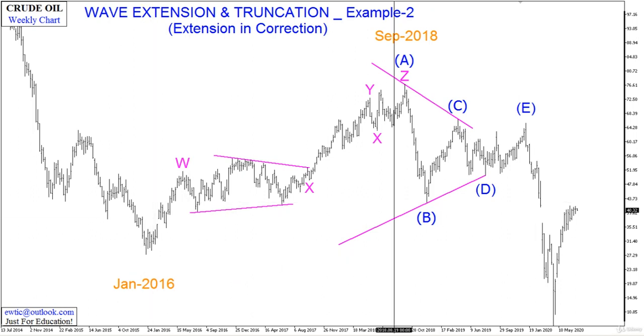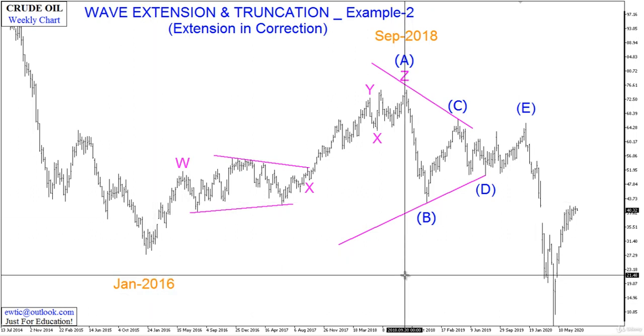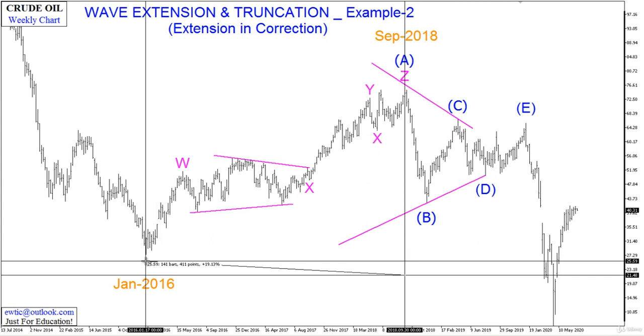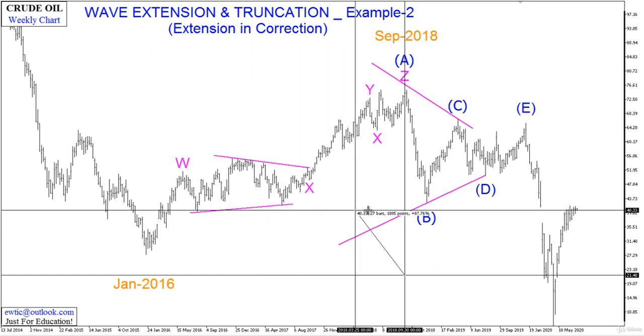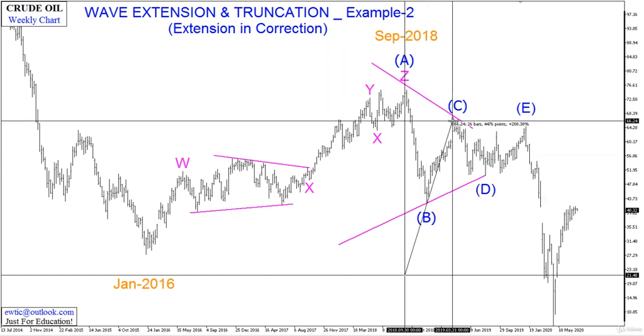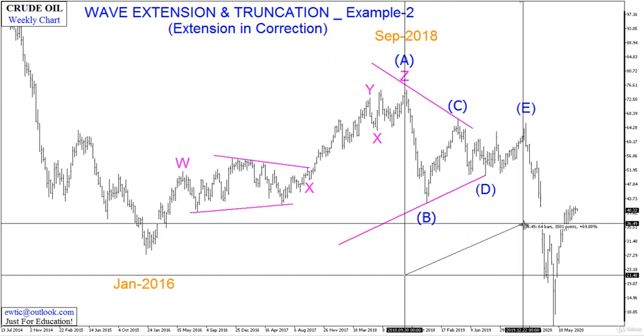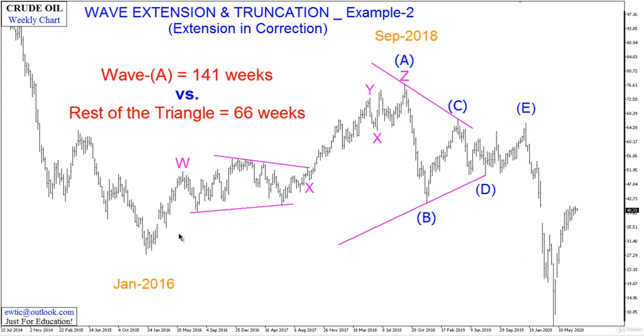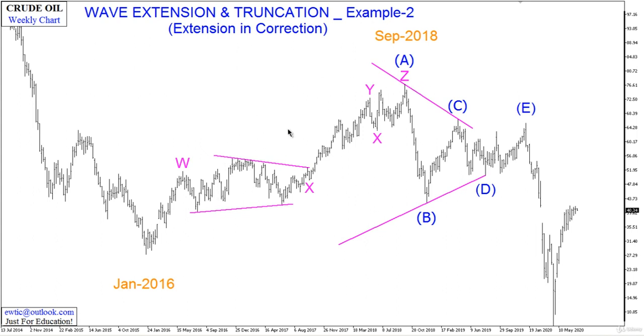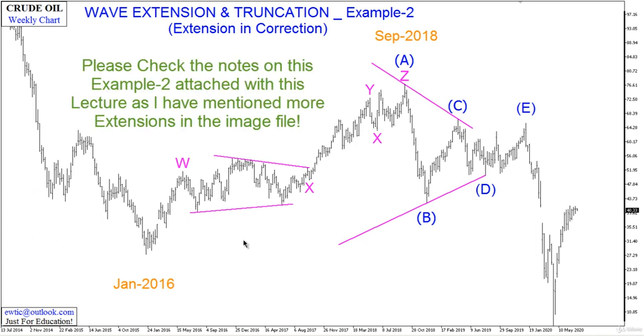And if you compare the duration of wave A versus all these waves, wave A was 141 weeks, and the rest of the triangle, all these waves B, C, D, and E, their combined duration is only 66 weeks. Not even half of the duration taken by wave A alone, right? So this is a clear extension in the correction. So now let's study the guideline of the truncation first before we see its example.